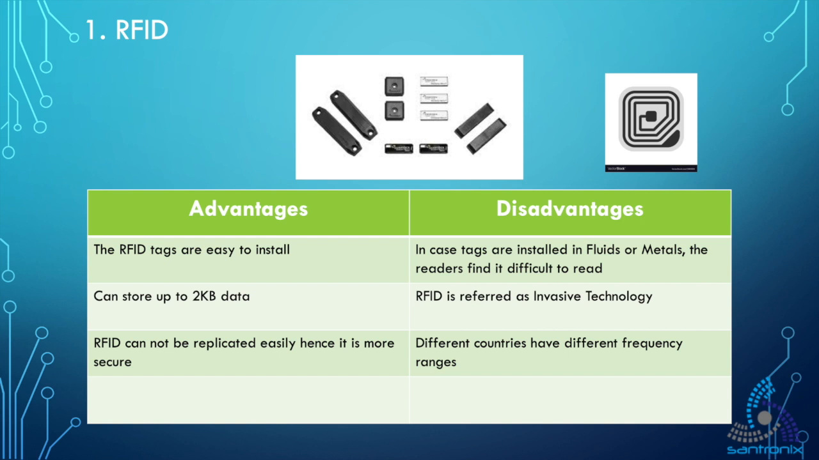The RFID cannot be replicated easily because it is tagged with a unique identification number. So it is very difficult for hackers to tamper with. So it is more secure. But what are the disadvantages?